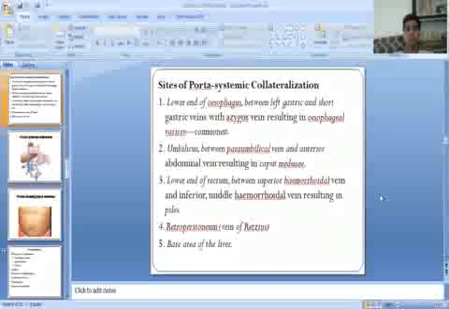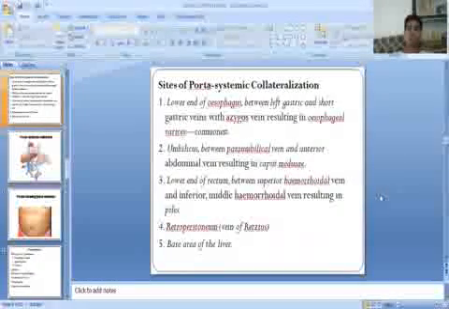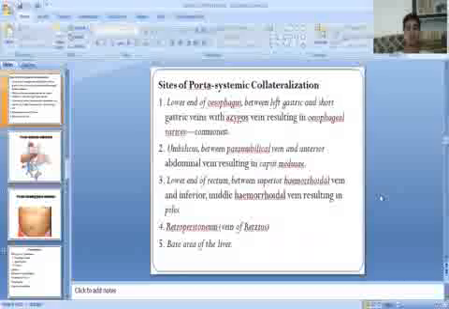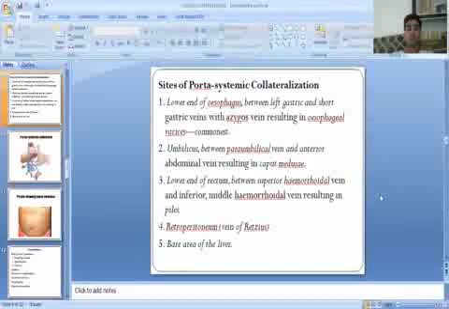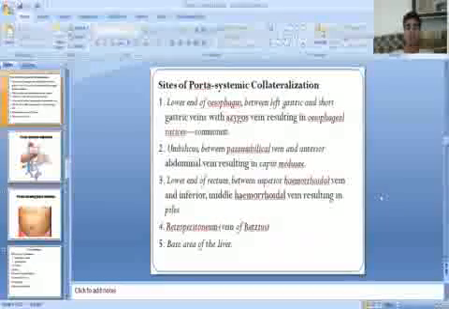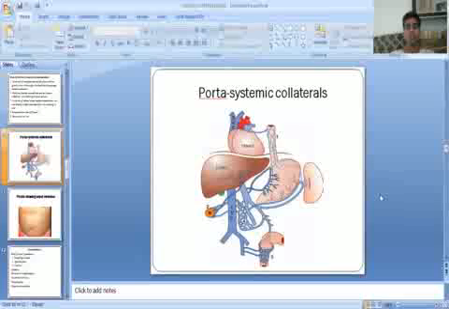Sites of portosystemic collaterals, as you can see: lower end of the esophagus, between left gastric and short gastric veins with azygos; umbilicus, between paraumbilical vein and anterior abdominal vein resulting in caput medusae; retroperitoneum, bare area of liver, lower end of the rectum. These are the sites of portosystemic collaterals.